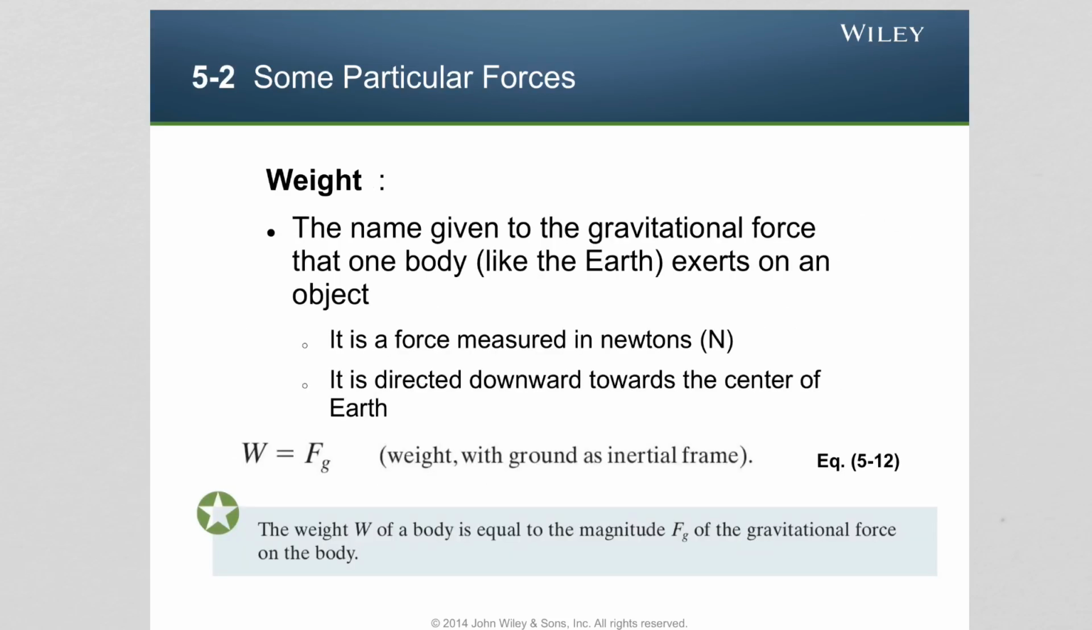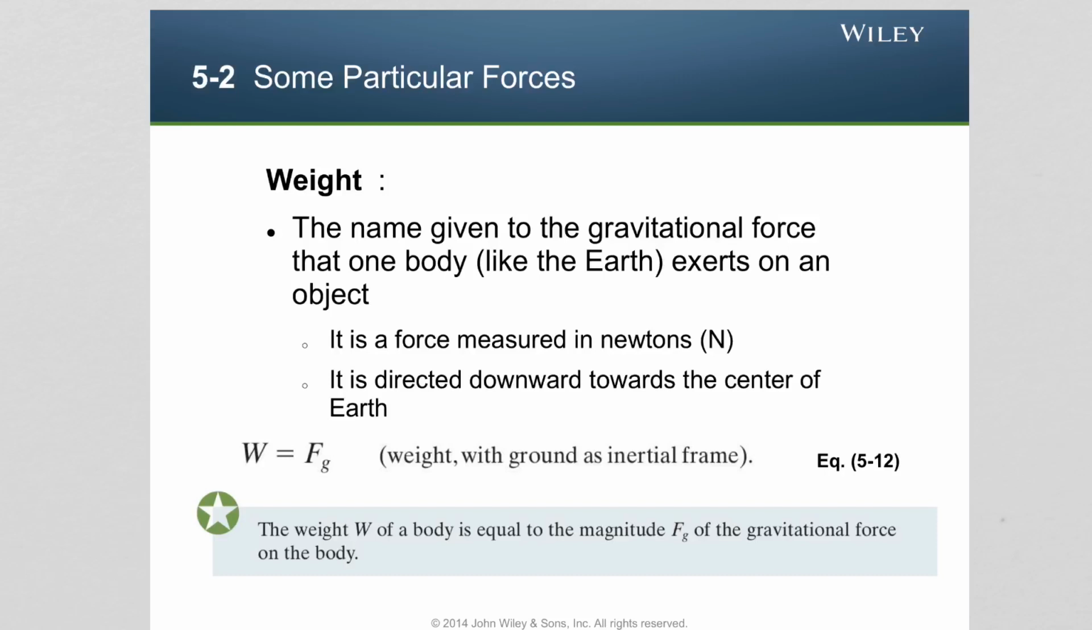Now we are ready to define what weight is. So weight is the name given to the gravitational force that one body, such as the Earth, exerts on another body, such as a satellite, a car, a box, a ball that's dropped from a waist height, or any other body that is close to Earth's surface.